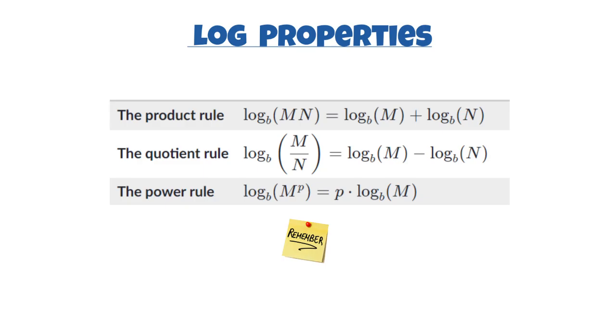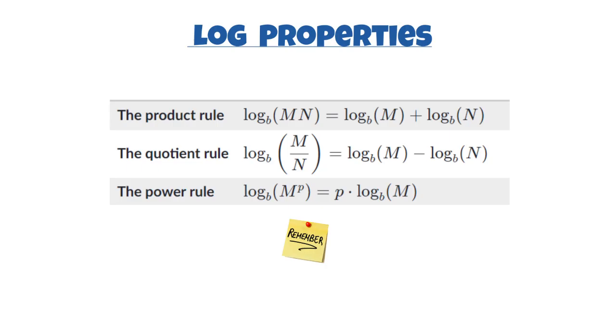And then the one other one is the power rule. This one says that if you're taking the log of something raised to a power, that power can just come out in front like this. It used to have a P here, now we brought it out front.